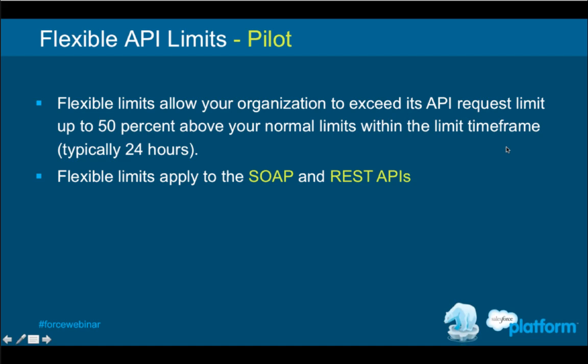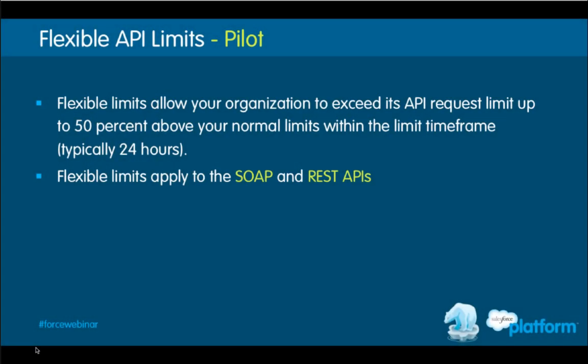Thank you, sir. So a great new pilot feature that we are adding in Winter 14 is flexible API limits. Pilot means you have to have it enabled; it's not turned on by default. But if you do have it enabled, it lets you exceed your API request limit, whatever it is for your specific org, by up to 50% within a given 24-hour period.